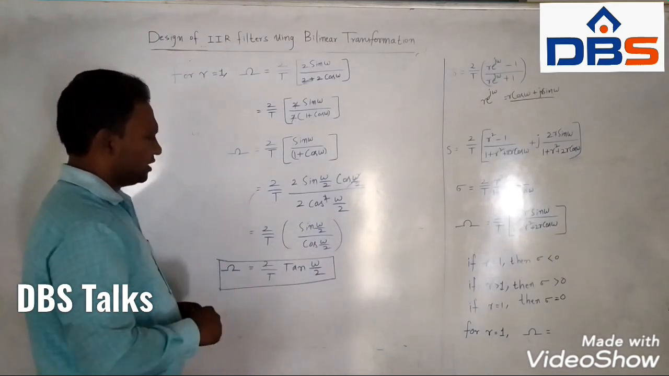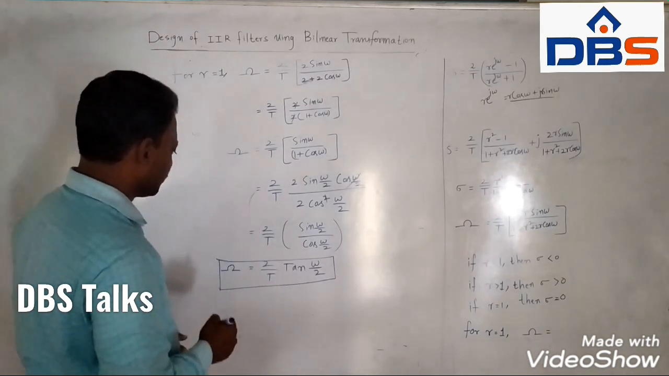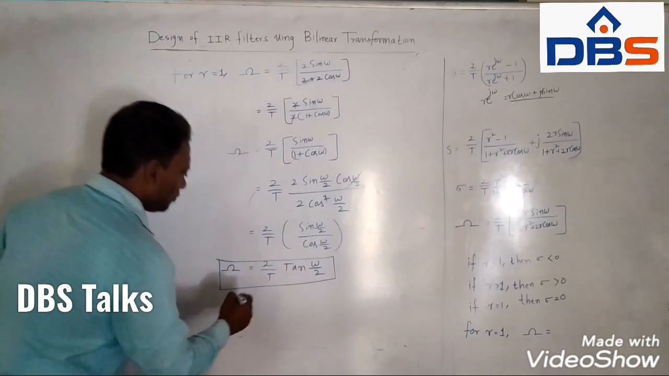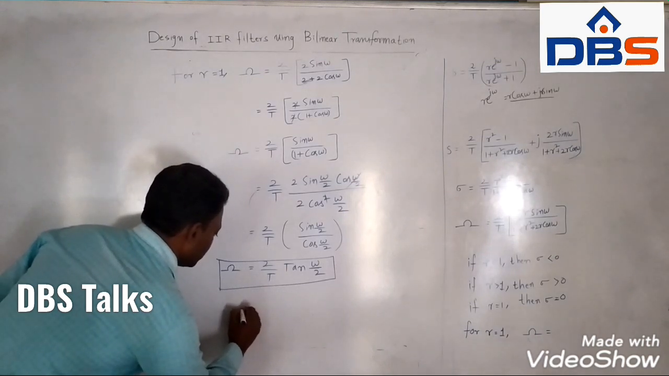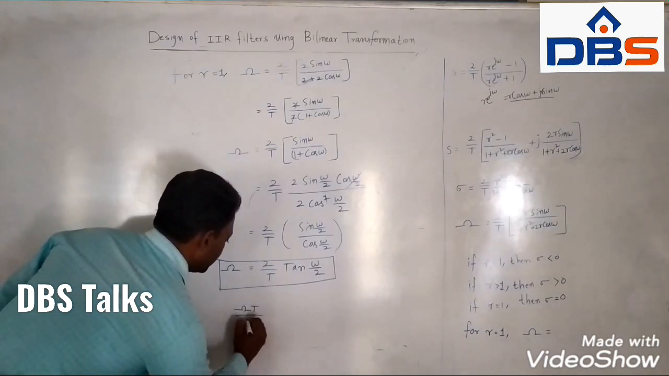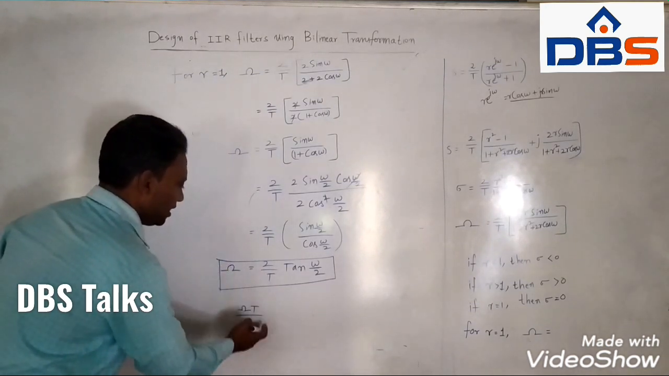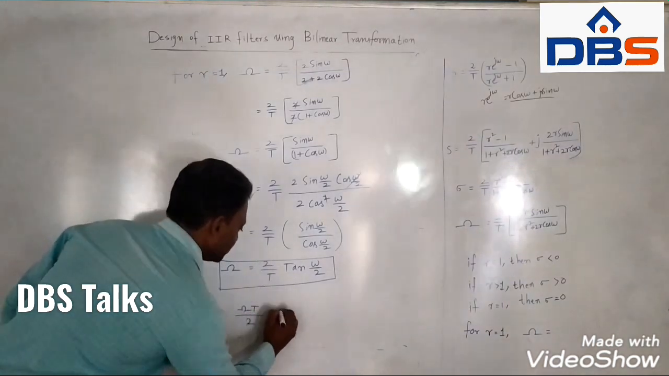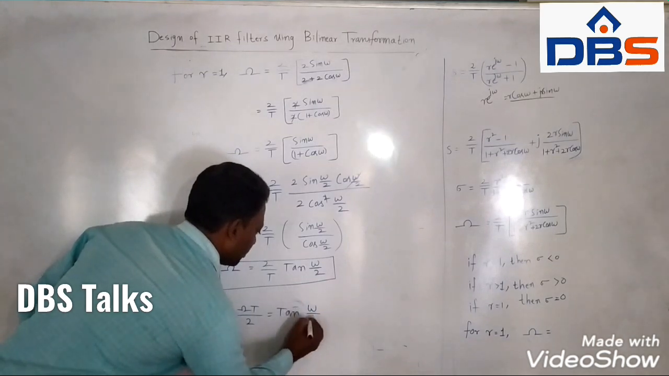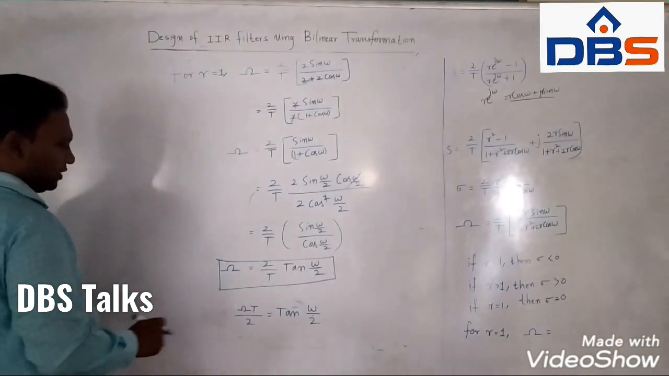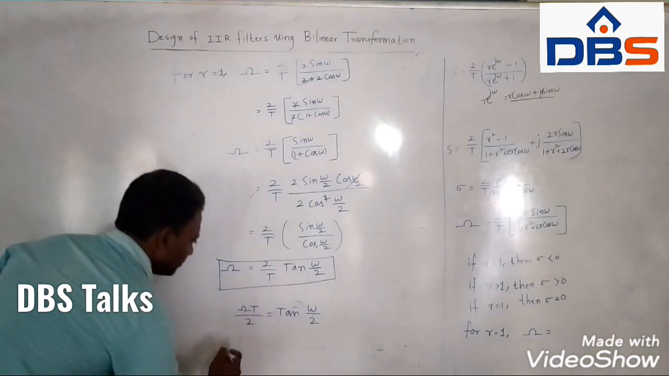Now by manipulating the variables, you can get another relation also. Here omega T by 2, if you bring this T to this side, it gets multiplied and the 2 gets divided, giving tan omega by 2. Now you take the tan inverse operation on both sides, then what does it become?